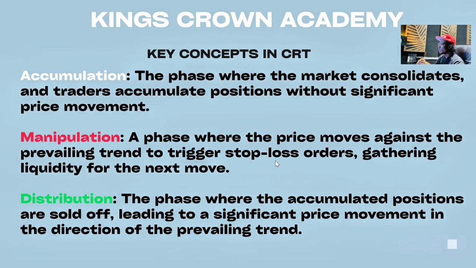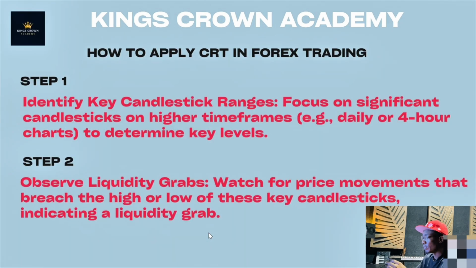So the manipulation phase is where the market goes for your stop hunt. It goes to sweep out every retail trader that is on the opposing side of the market before heading to the actual move. And then the distribution phase is where the accumulated positions are sold off, leading to a significant price movement in the direction of the prevailing trend.